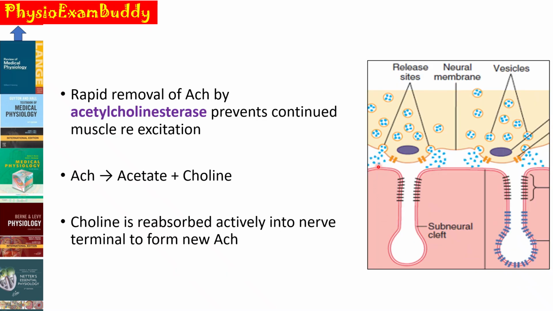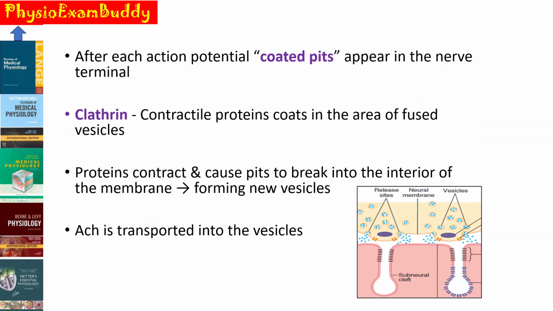The rapid removal of acetylcholine by the enzyme present in the synaptic space, acetylcholinesterase, prevents continued muscle re-excitation. The acetylcholinesterase breaks acetylcholine into acetate and choline, and the choline part is actively reabsorbed into the nerve terminal to form new acetylcholine molecules.